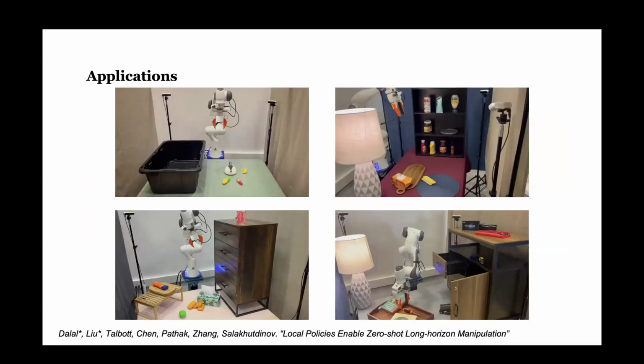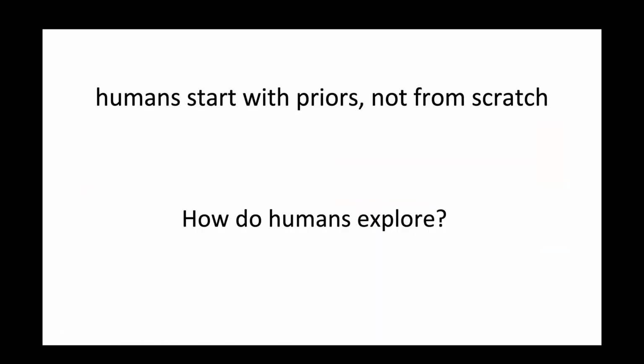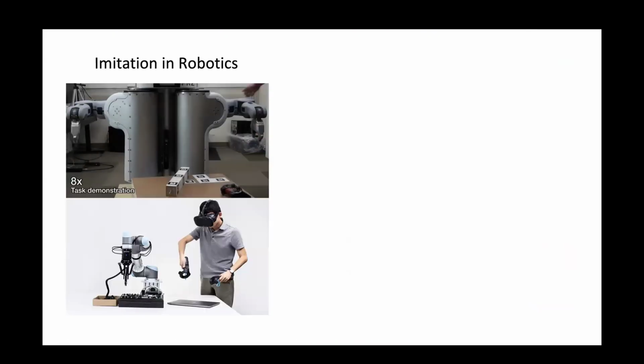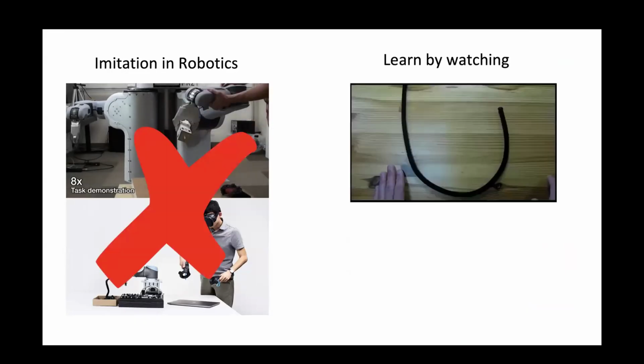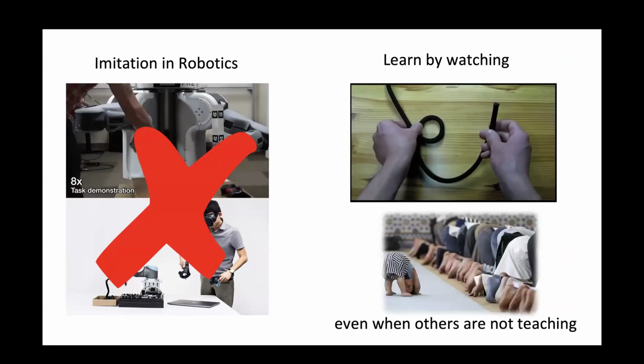I don't have time for the remaining half of my talk, so I'll go very fast in the interest of time. My other half was supposed to talk about videos, because humans don't explore from scratch. We also learn from videos. Now, this is not imitation learning. I call it learning by watching humans perform tasks.